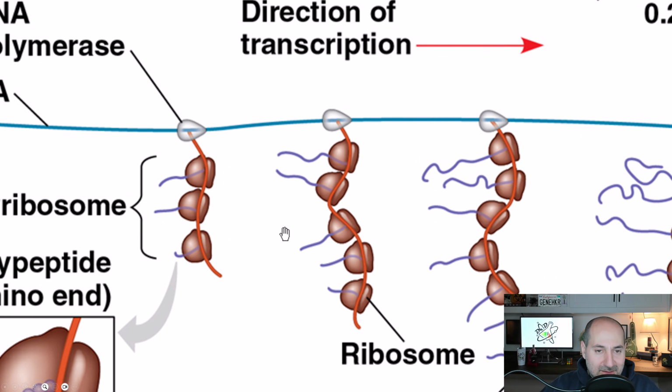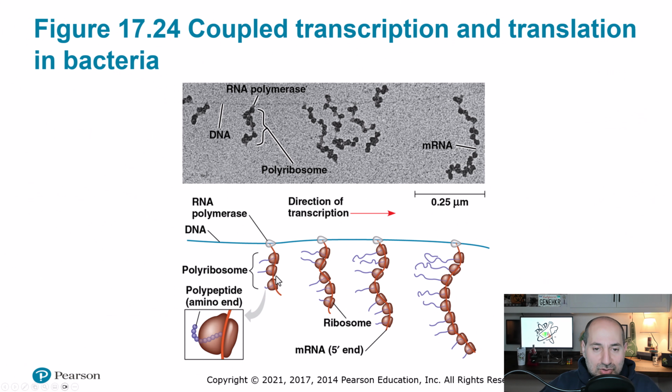And like I said, look at this. Translation can begin before transcription is even complete, and this is known as coupled transcription and translation in bacteria. These are known as polyribosomes because several ribosomes chomp down on the same mRNA, and so you can see you can make a lot of protein product in a short amount of time with gene expression in bacteria.